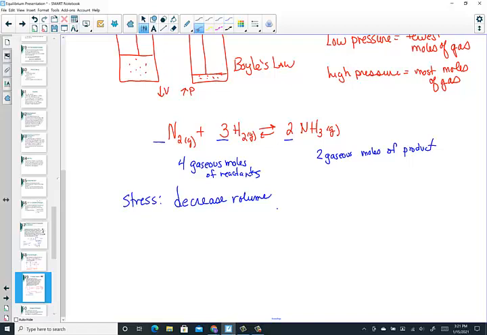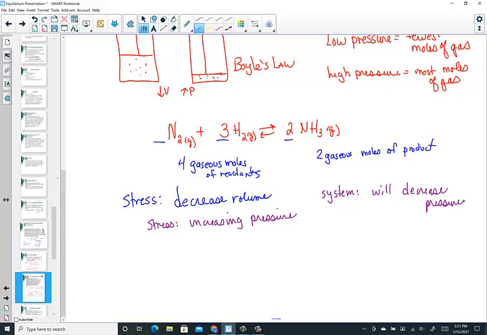When you read that you've decreased volume, I want you to interpret that by really seeing that the stress is increasing pressure. Pressure and volume are inversely related. So by decreasing the volume of your reaction vessel, you've increased the pressure. How will the system react? The system wants to counteract this. The system wants to do the opposite. The system will decrease pressure. To alleviate the stress, it wants to drop the pressure.